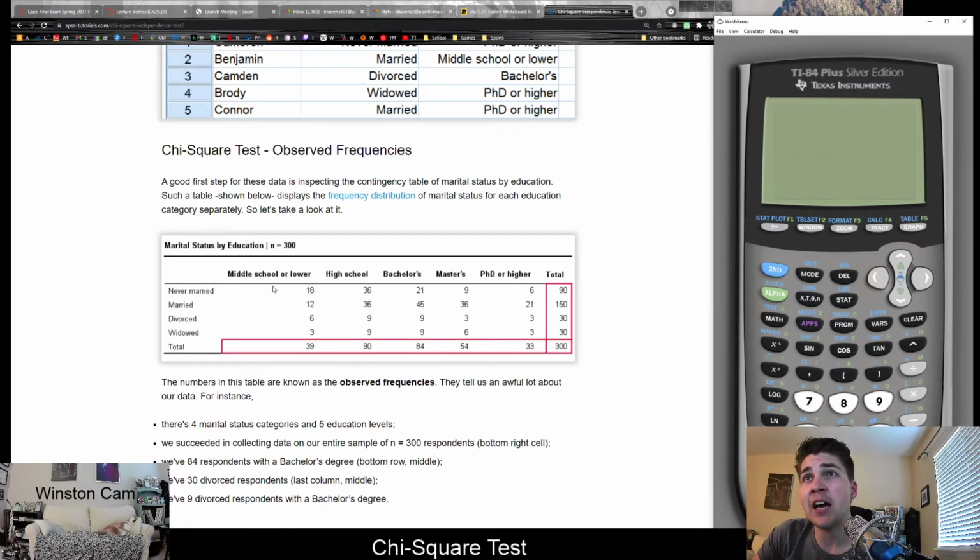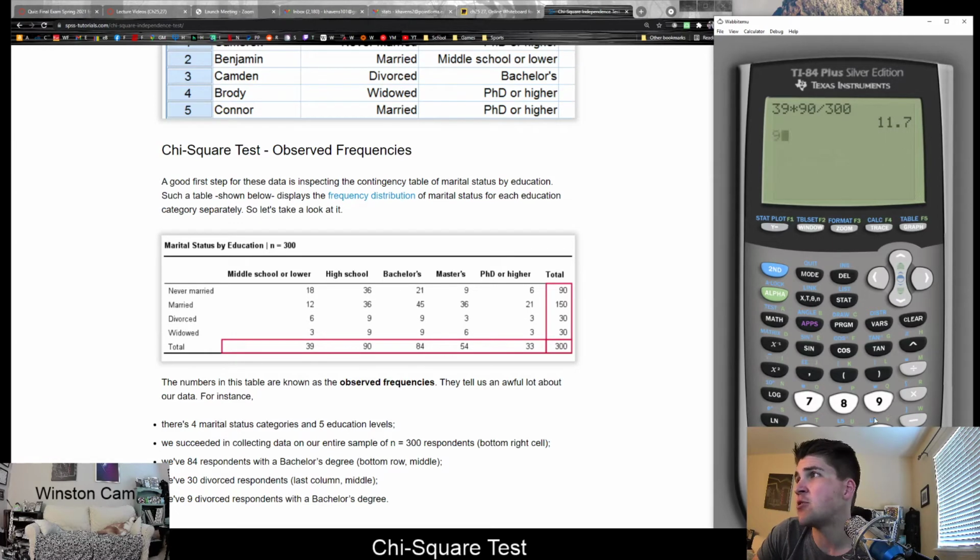The expected count for how many we would have never married in middle school or lower should be this times this divided by this. So the column total times the row total divided by the total. So 39 times 90 over 300. This would give us an expected count of 11.7. So what we can see is that the actual value of those who only have a middle school education or lower, being never married, is a little higher than would be your average, assuming they're all the same.